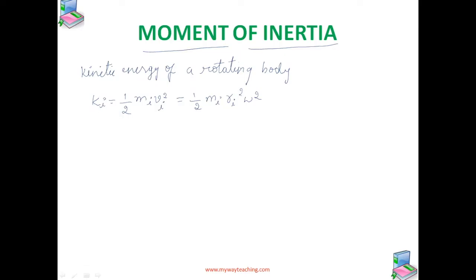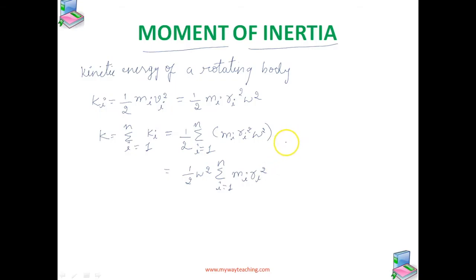The total kinetic energy of the body is given by the sum of the kinetic energies of the individual particles. We can write it as the summation from i equal to 1 to n of Ki, which is equal to 1 by 2 sigma i equal to 1 to n mi ri square w square. Here n is the number of particles in the body. Note w is the same for all the particles, so we can take w outside. That becomes 1 by 2 w square sigma i equal to 1 to n mi ri square.